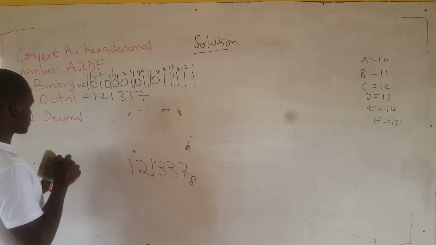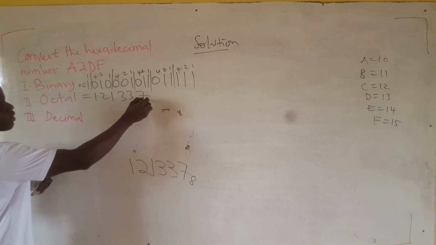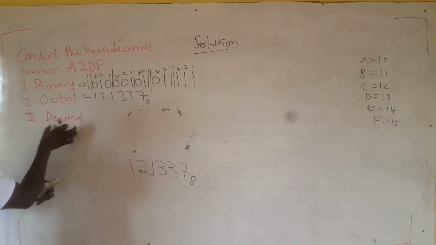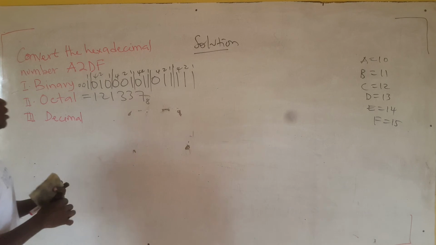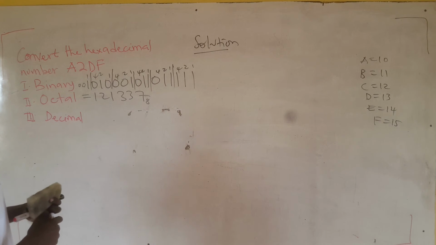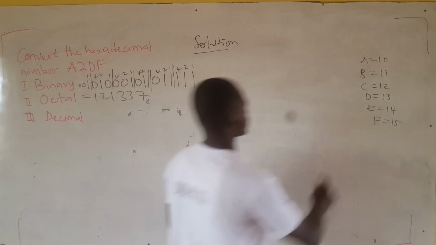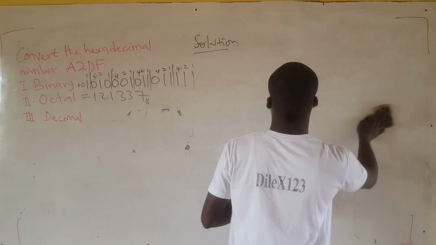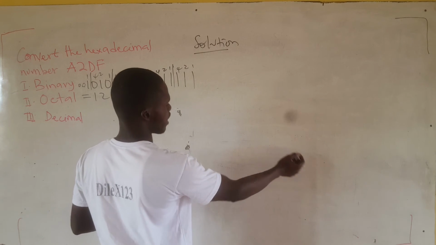Now we have to do the same. We now have to go and convert to base 10. The decimal here means that we are converting it to base 10. Okay, good. So how do we convert this to base 10? The only thing we have to do is write out the powers.